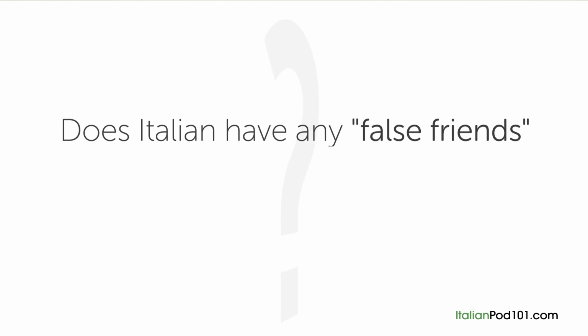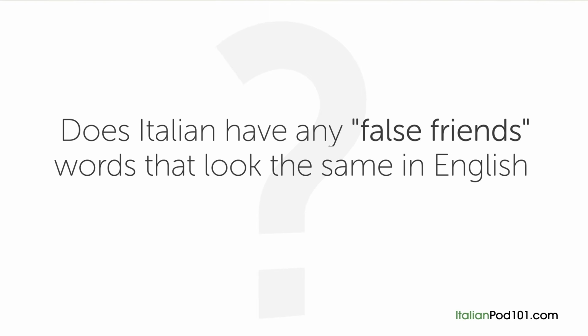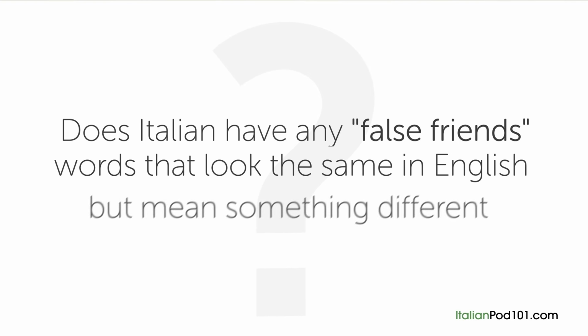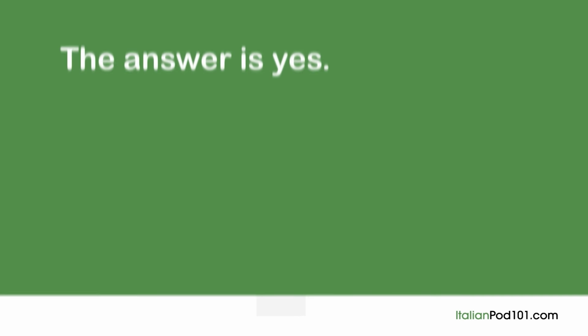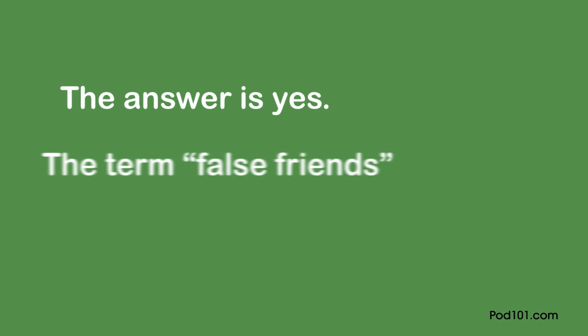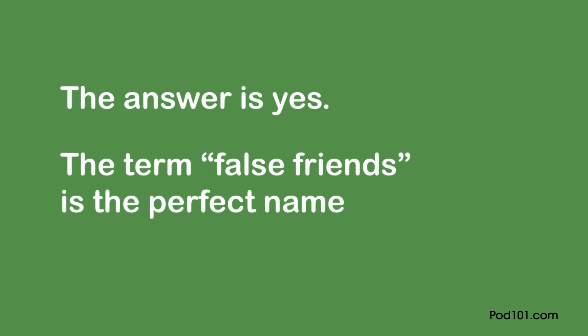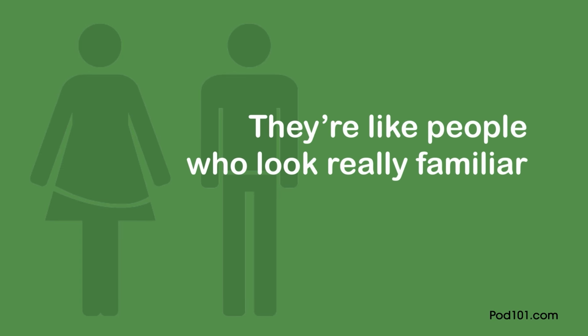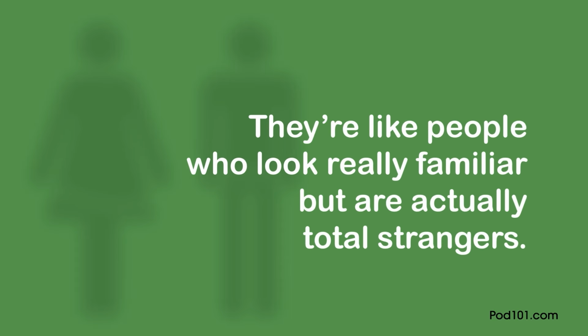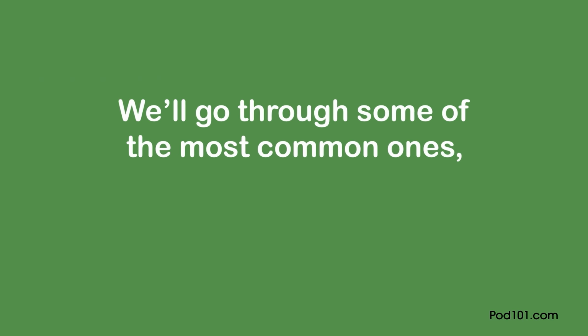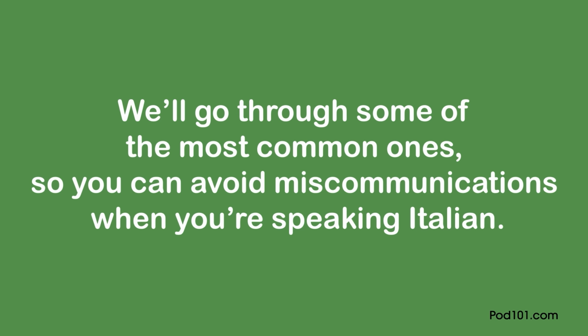The question for this lesson is, does Italian have any false friends, words that look the same in English but mean something different? The answer is yes. The term false friends is the perfect name for these words. They are like people who look really familiar but are actually total strangers. We'll go through some of the most common ones, so you can avoid miscommunications when you're speaking Italian.